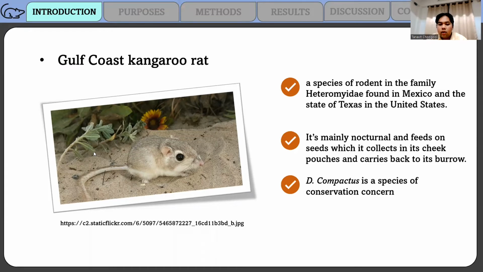The kangaroo rat is a species of rodent in the family Heteromyidae, found in Mexico, and you can also find it in the state of Texas. It is mainly a nocturnal species, and it feeds on seeds. The important thing about this kangaroo rat is that it is a species of conservation concern. For now, they officially classify it as a vulnerable species.